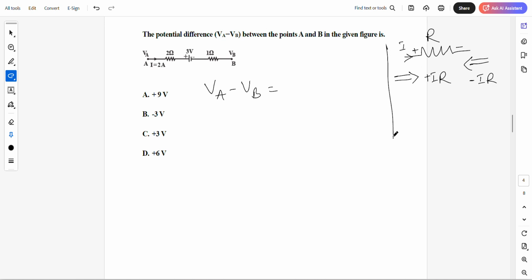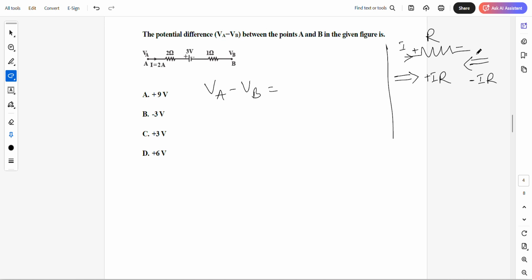Understood? There is a resistor R. Current I is flowing like this. Wherever current is entering, it is called plus, and wherever current is leaving, it is called minus. Now if I move like this, let us take it as plus IR.